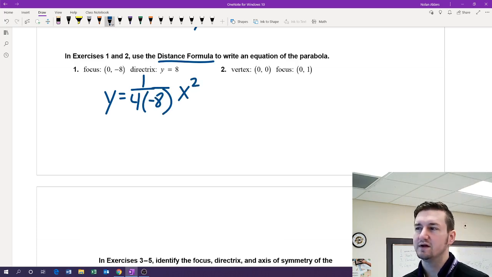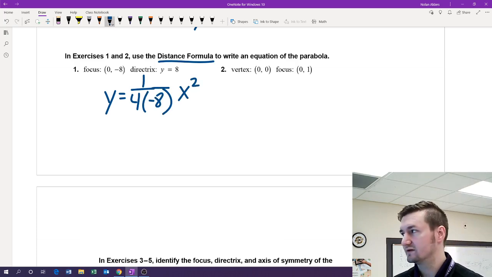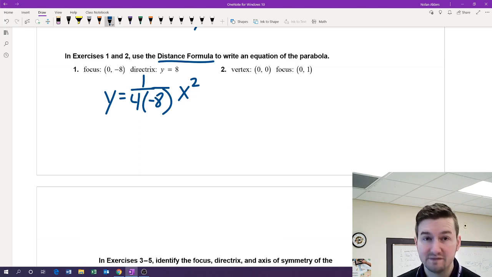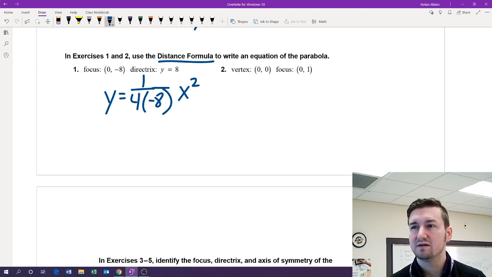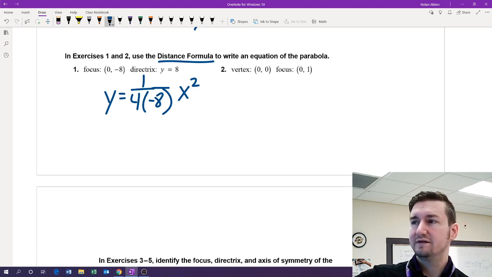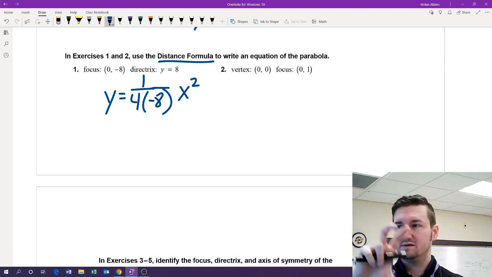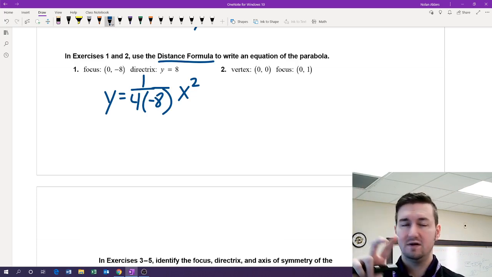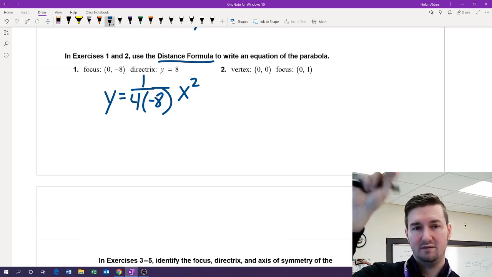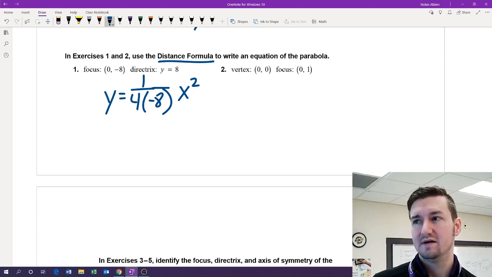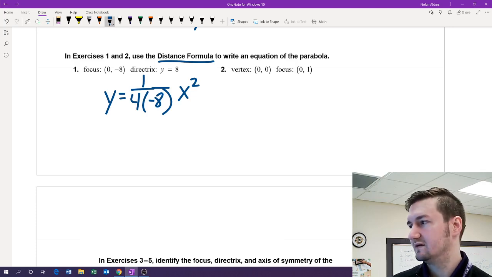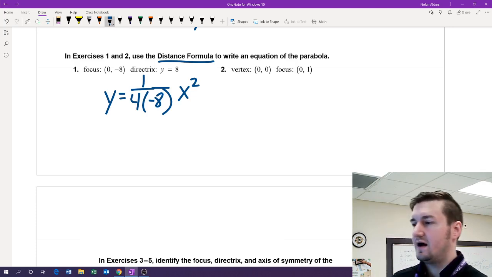Now, we do need to make sure if we're going to use this formula exactly like this, that our vertex is at (0, 0). But we can see that it is because if our focus is at (0, -8), and our directrix is at 8, remember that they're equally distanced away from each other. So the midpoint between -8 and +8 is 0. And we already know the x value is 0. So the origin has to be the vertex.